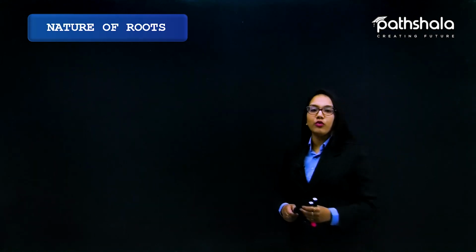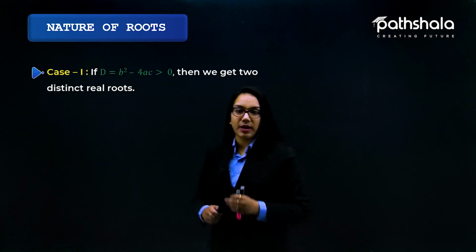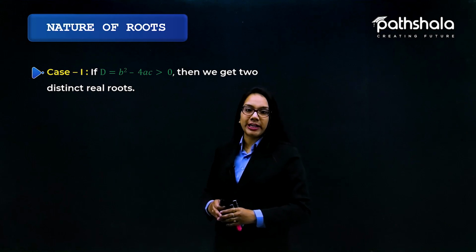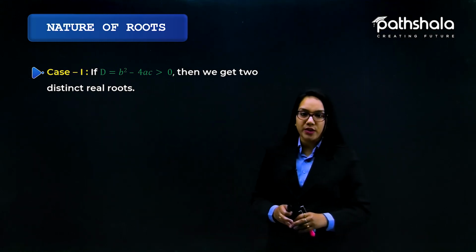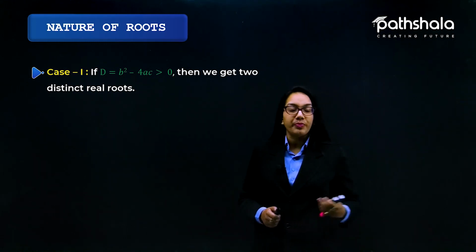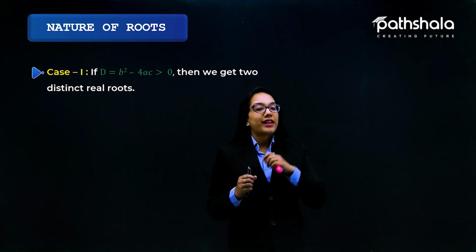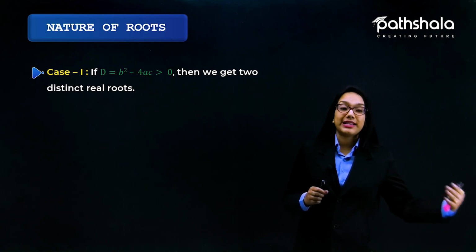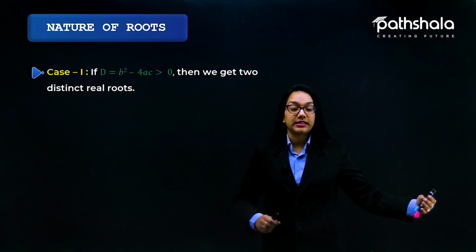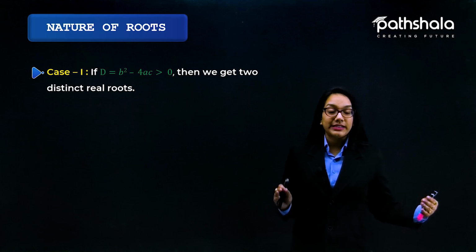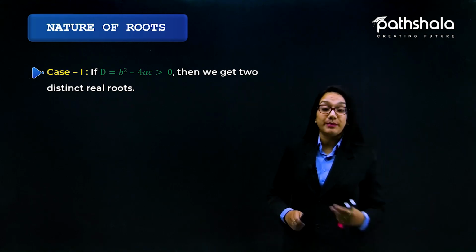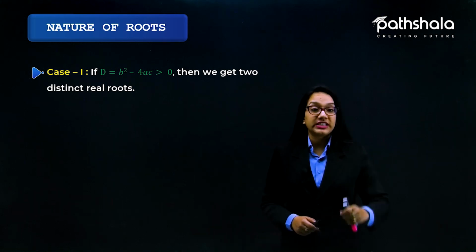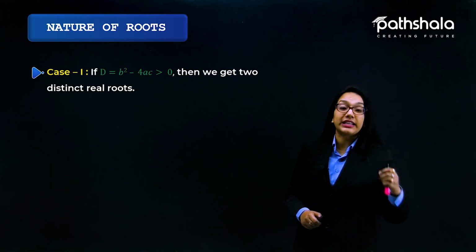Now let's talk about some of the cases. Case number 1 says that if the discriminant D, which is equal to b square minus 4ac, is greater than 0. This value D can be greater than 0, equal to 0, or less than 0, so we basically have 3 cases. When the discriminant is greater than 0, meaning b square minus 4ac is greater than 0, we get 2 distinct real roots. This is the nature of the roots.